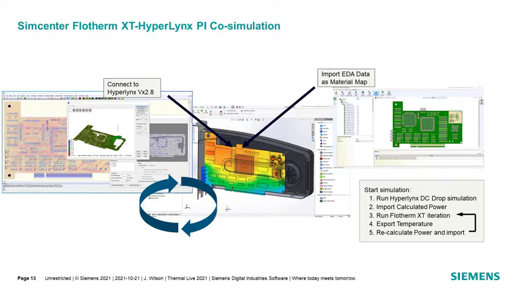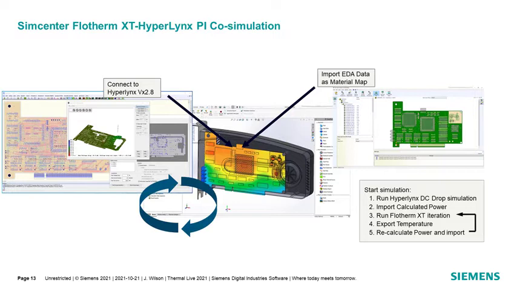On the XT side, and the process would be the same with SimCenter FlowFD, but we'll illustrate with SimCenter FlowTherm XT. We would read that ODB++ or IPC 2581B into the EDA bridge, process it, filter components, add component powers, swap in component models, all that normal stuff you would do in an EDA bridge. But upon transfer to XT, you would specify that you want to model the actual PCB as a material map. And then once that's in, you can link it up to the Hyperlinks PI project and start the simulation.